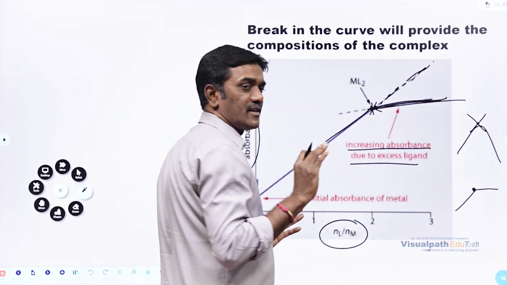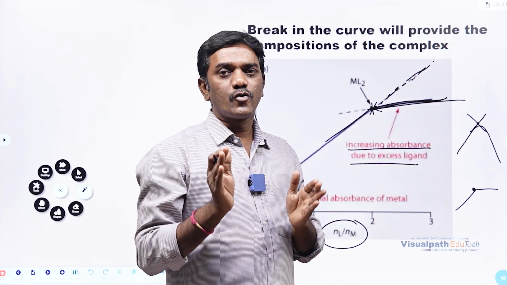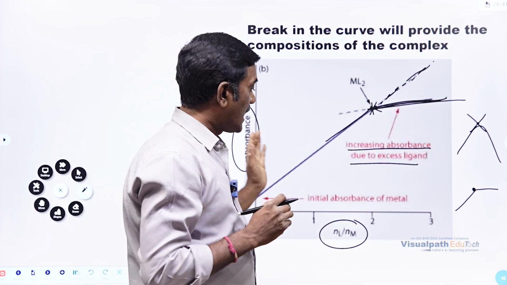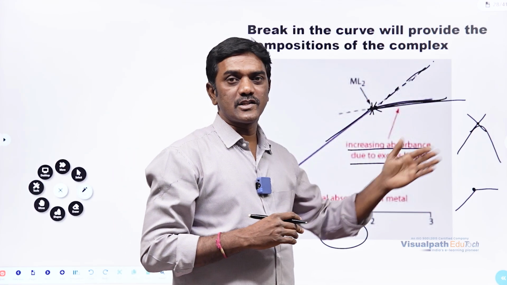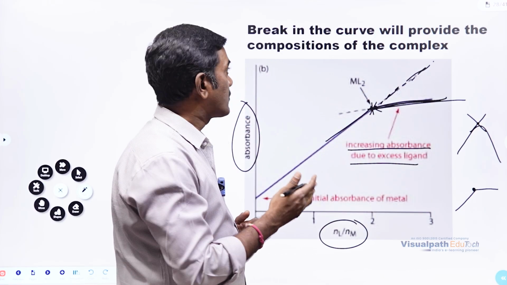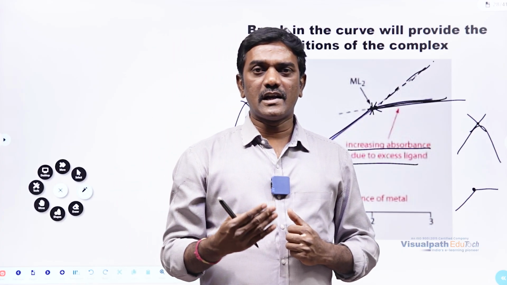Nothing else. Just the preparation of solutions is different, but the method depends on the absorbance only. Of course, absorbance versus NL by NM here; there also the absorbance gives us the maximum composition which is going to be formed. In this way, the spectral method will help us to find out the composition of the metal complex which is forming here.